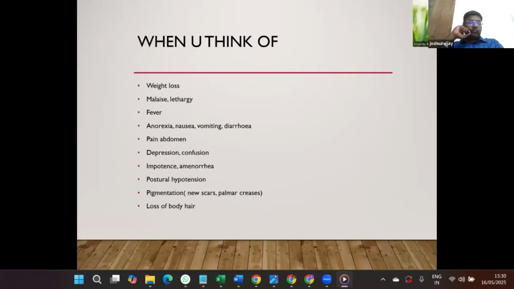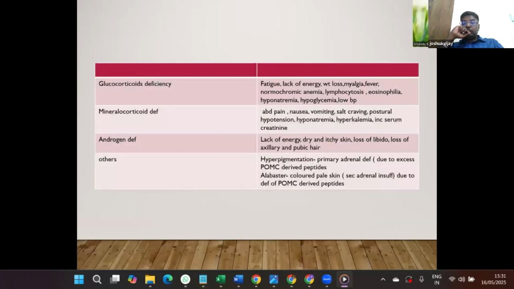So when should we think about hypoadrenalism? If the person has weight loss and we are not finding anything else, malaise, lethargy, fever, anorexia, nausea, vomiting, abdominal pain, depression or confusion, impotence or amenorrhea, postural hypotension, pigmentation over new scars or the palmar creases, loss of body hair. And along with this, if somebody has hyponatremia, hyperkalemia, and hypoglycemia, the chances of hypoadrenalism are quite high.